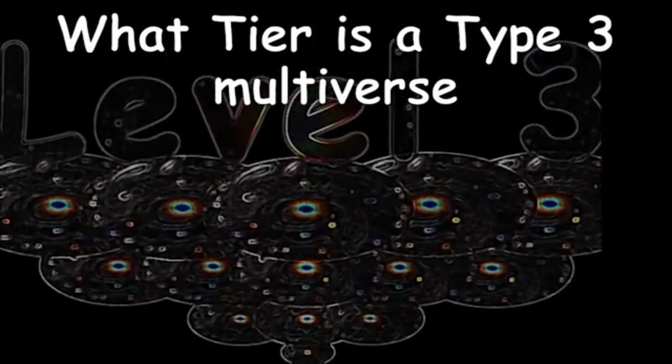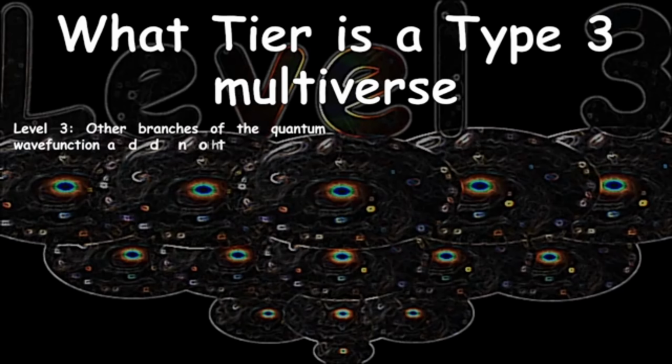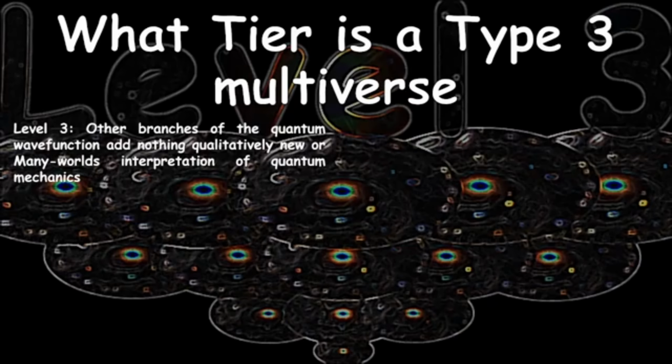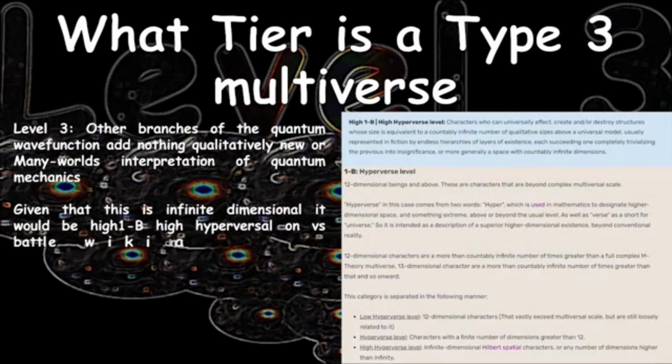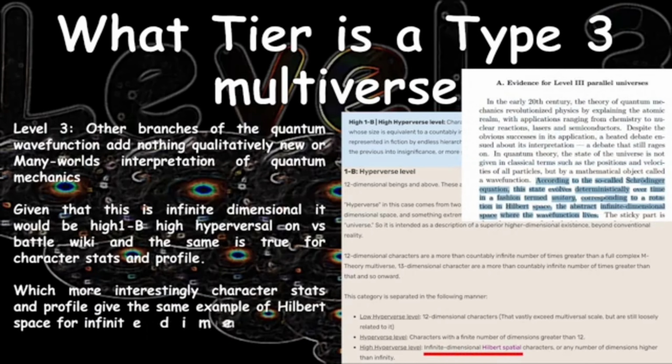Now we are on to a Type 3 multiverse, which is, if people remember, the many worlds interpretation of quantum mechanics. Given that this is infinite dimensional, it would be high 1B, high hyperversal on Versus Battle Wiki, and the same is true for character stats and profile. Which, more interestingly, character stats and profile actually give the same description of Hilbert space being infinite dimensional as Tegmark's original paper.